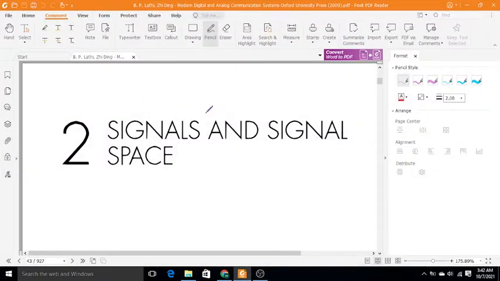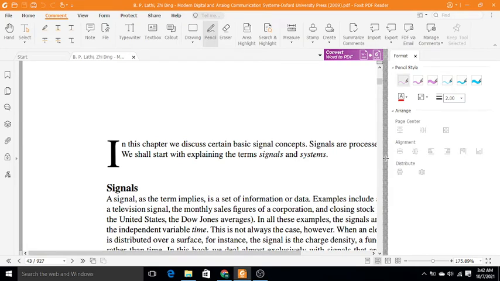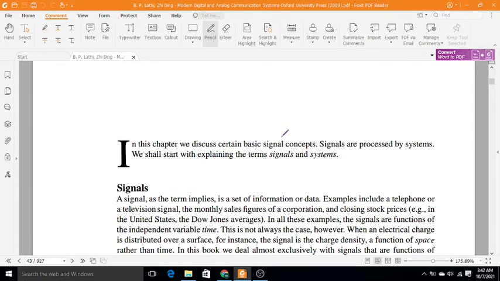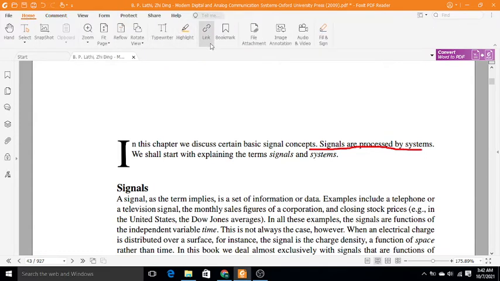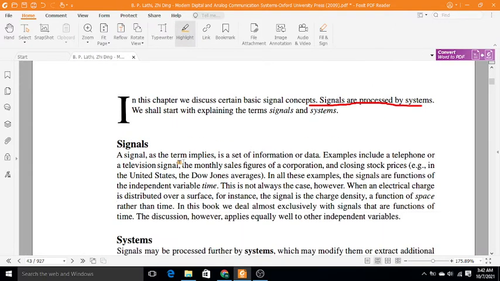In this chapter, we would discuss certain basic signal concepts, and how signals are processed by systems. Signals. A signal, as the term implies, is a set of information or data.